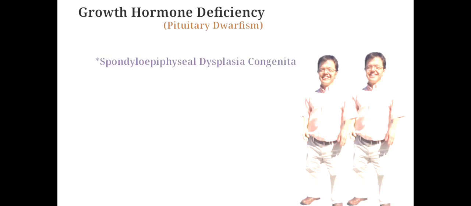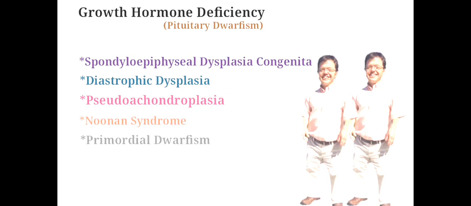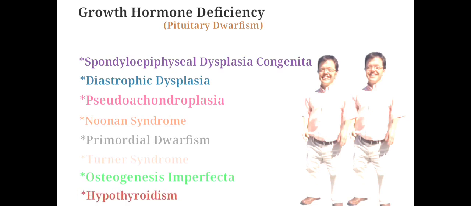Extreme shortness in humans usually has a hormonal cause, such as growth hormone deficiency, once called pituitary dwarfism. Other causes of dwarfism are spondyloepiphyseal dysplasia congenita, diastrophic dysplasia, pseudoachondroplasia, Noonan syndrome, primordial dwarfism, Turner syndrome, osteogenesis imperfecta, and hypothyroidism.